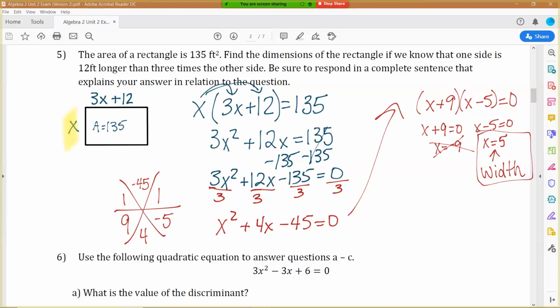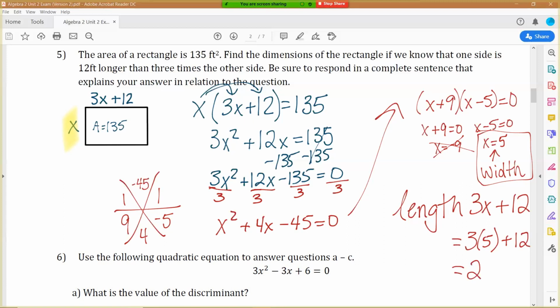But now we've got to go back and find the length. Well, the length equals 3x plus 12. So to figure out what the actual length is, if we know that x is 5, we're going to take 3 times 5 plus 12. Well, 3 times 5 is 15. 15 plus 12 is 27. So the length must be 27.